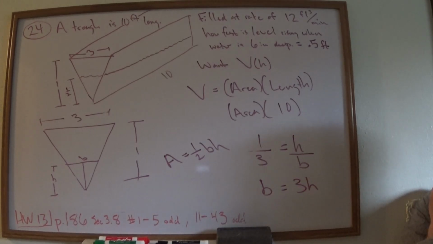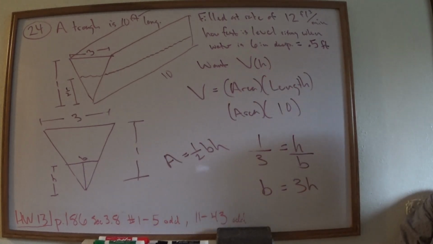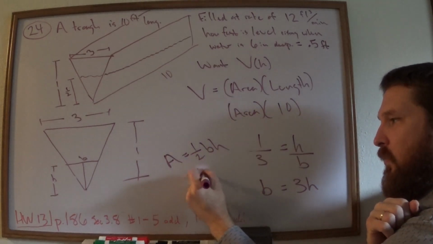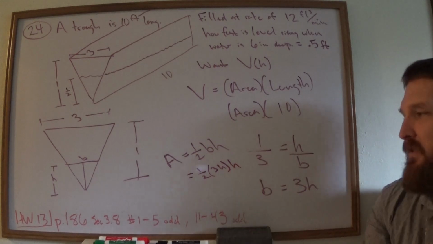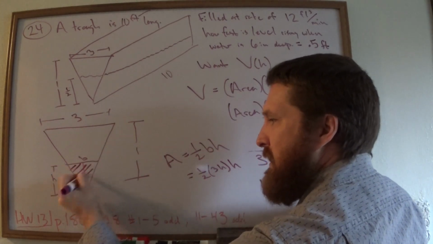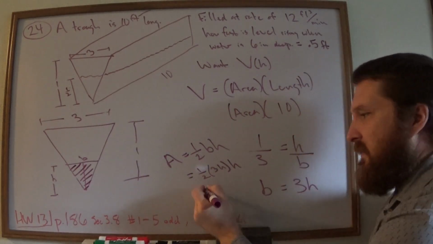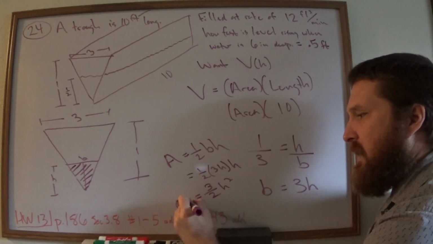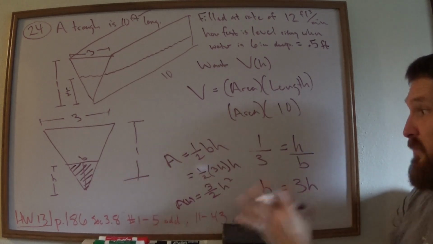Yeah? And I want it as a function of just h, okay? And so instead of b, I'm going to have 1/2 times 3h times h. Does that make sense? That's the area of this right here. And so that is a function of h. That's 3/2 h squared is the area as a function of h. And so that's what I want right here. Everybody, you got that? Yes.